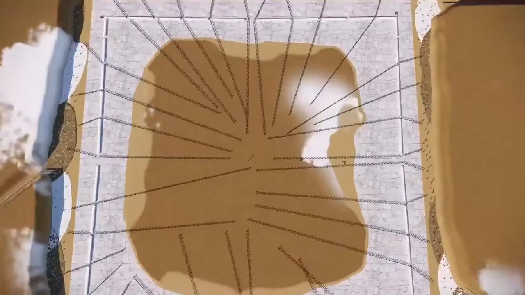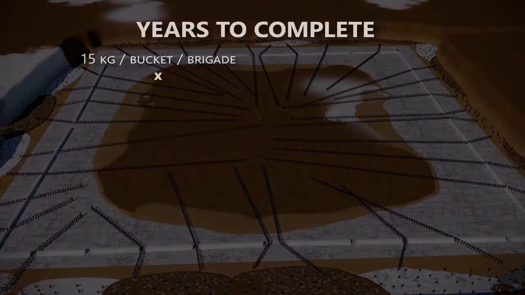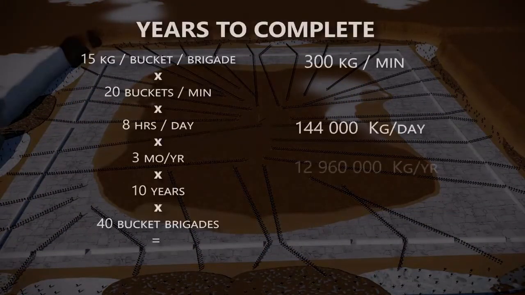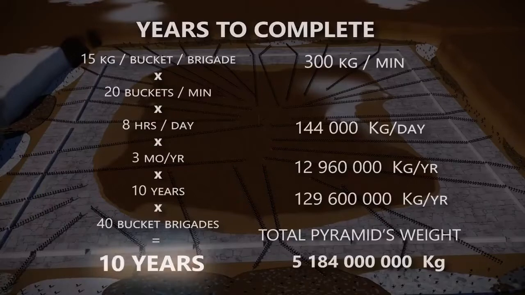It is estimated that 40 bucket brigades were necessary to transport the buckets one by one, as well as all the equipment. By working 3 months a year, 8 hours a day, and with buckets of 15 kilograms, the pyramid was completed between 10 and 13 years in good humor, joy, and pleasure.